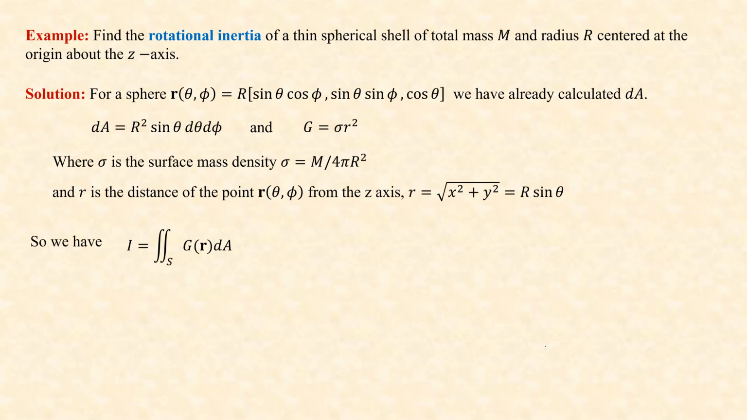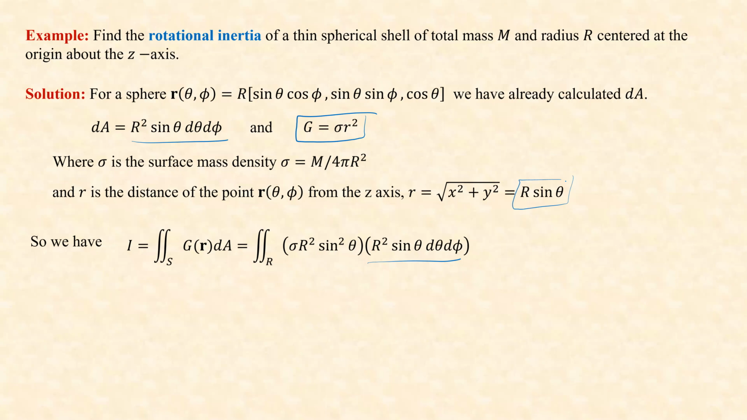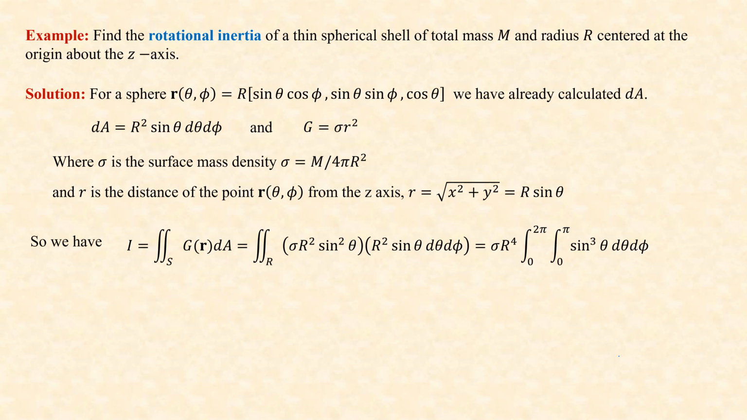And then we have rotational inertia equal to the double integral of g of r dA. g of r is sigma r squared. And r is that, so it becomes sigma r squared sine squared theta. And dA is that. And that becomes sigma r to the fourth comes out. Example, double integral of sine cubed theta d phi. And you can do sigma.